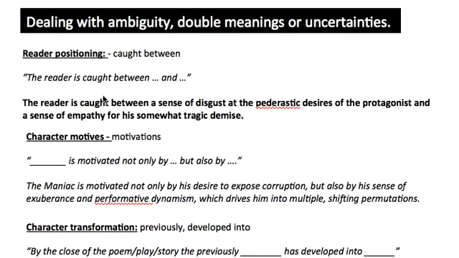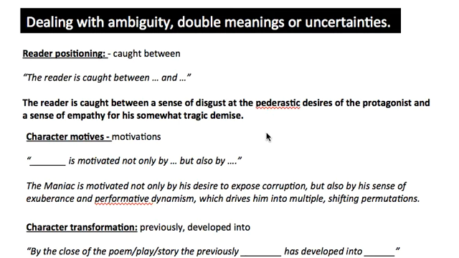and this could be, if you were talking about drama, audience positioning, being caught between something. So the sentence would be the reader is caught between something and something. And here's an example. The reader is caught between a sense of disgust at the pederastic desires of the protagonist, we're talking about Death in Venice here, and a sense of empathy for his somewhat tragic demise.